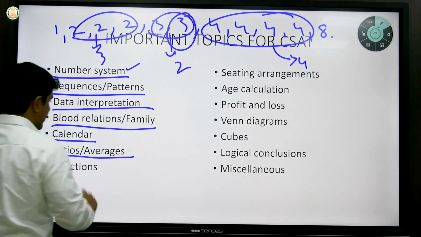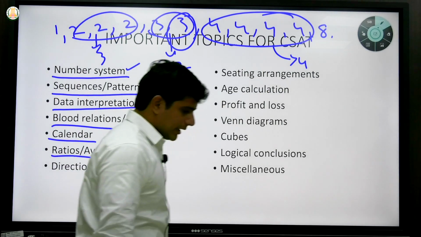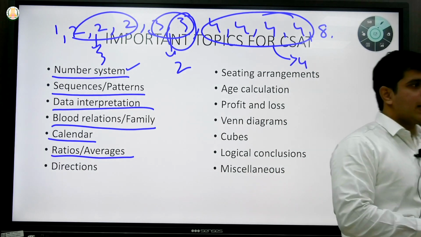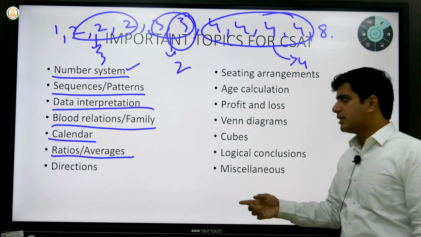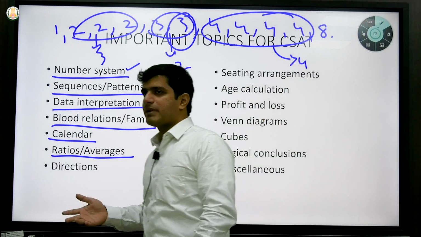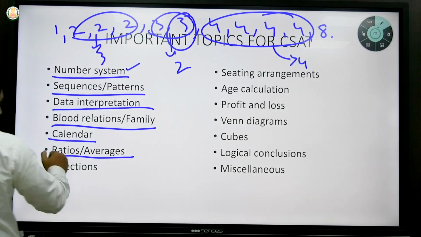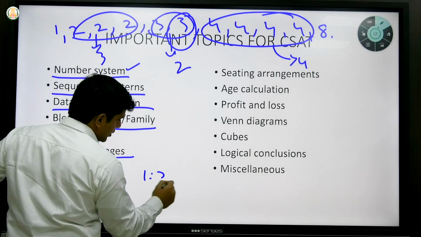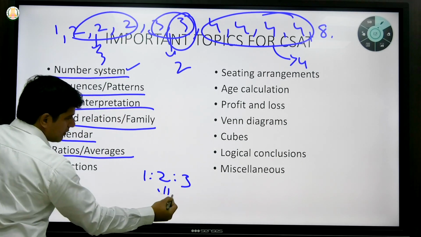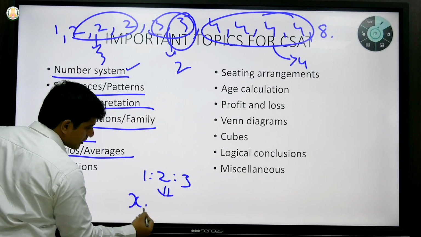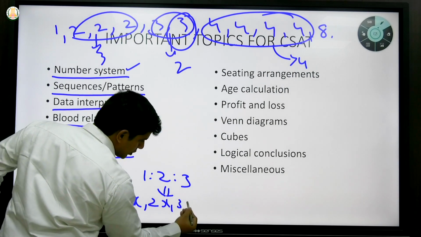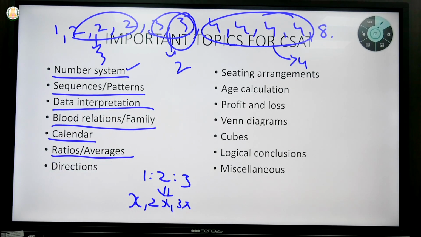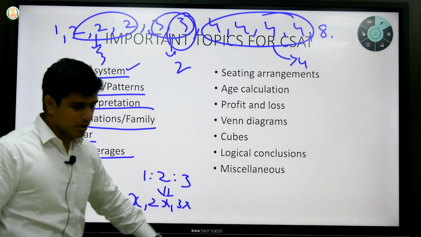Next is ratios and averages. This also we have seen, like P is to Q is to R, where he told that if P is greater than Q plus R, then P has the maximum share. So whenever there are ratios, let's say if they give you 1 is to 2 is to 3, while solving, always remember it is better to solve as x, 2x, 3x if you don't know anything. And once you get to this form, then you can easily solve whatever he's telling.